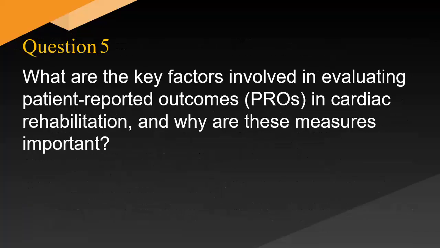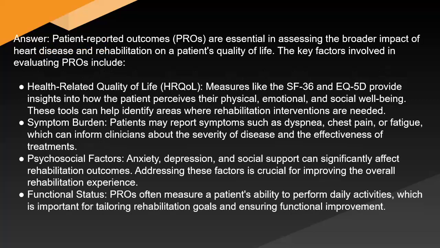What are the key factors involved in evaluating patient-reported outcomes (PROs) in cardiac rehabilitation, and why are these measures important? Answer: patient-reported outcomes (PROs) are essential in assessing the broader impact of heart disease and rehabilitation on a patient's quality of life. The key factors involved in evaluating PROs include health-related quality of life (HRQOL). Measures like the SF-36 and EQ-5D provide insights into how the patient perceives their physical, emotional, and social well-being. These tools can help identify areas where rehabilitation interventions are needed.